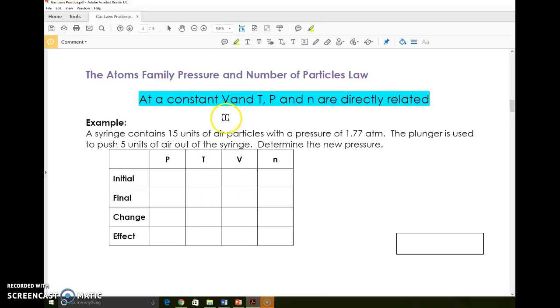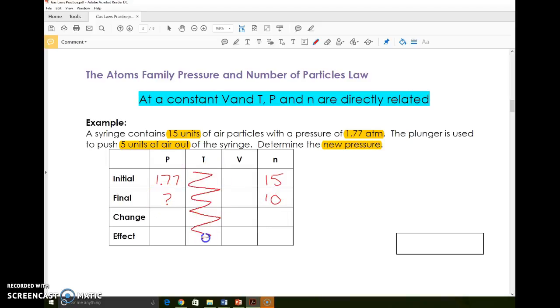Now let's apply this law to a gas law problem. A syringe contains 15 units of air particles with a pressure of 1.77 atm. The plunger is used to push 5 units of air out of the syringe, and we need to determine the new pressure. Let's complete our ice table with the information in the problem. We're starting with 15 units of air and an initial pressure of 1.77. The plunger is used to push out 5 units, which means the final number of particles would be 10, 15 minus 5. And we're trying to determine the new pressure.